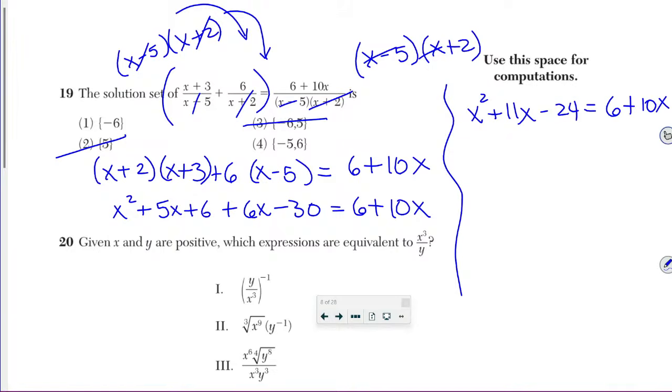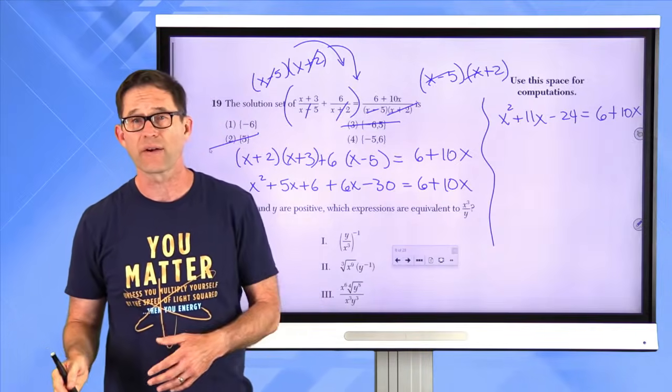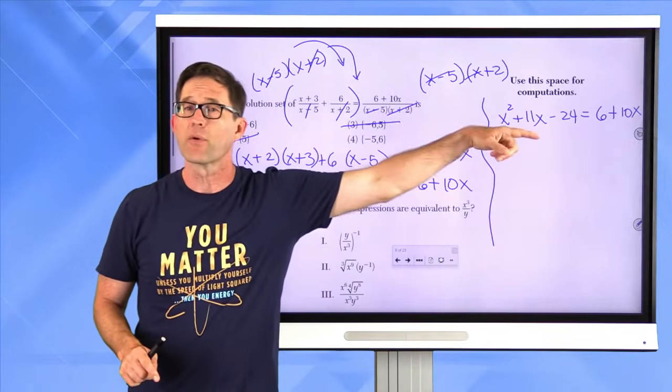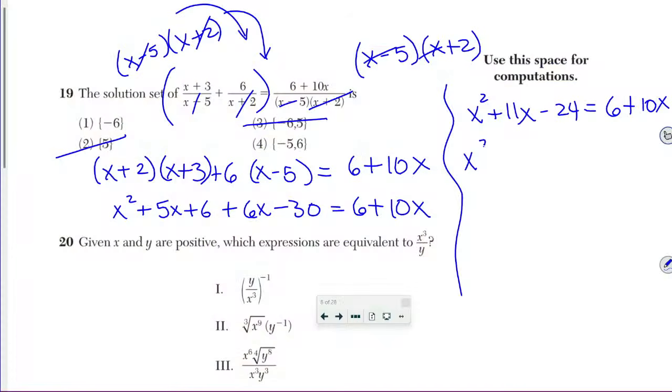All right, anytime I have an equation that's got an x squared in it, I'm going to be biased towards getting it equal to 0 and using factoring to solve. So I'm going to move everything from the right-hand side, the 6 and the 10x, over to the left-hand side. That's going to be x squared plus x minus 30 is equal to 0, right? When I subtract a 6 and when I subtract a 10x.